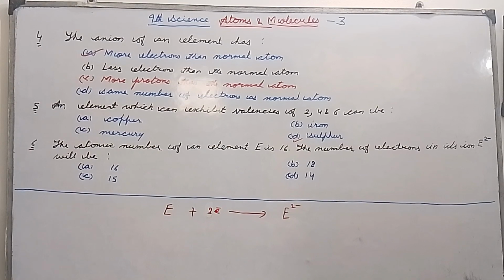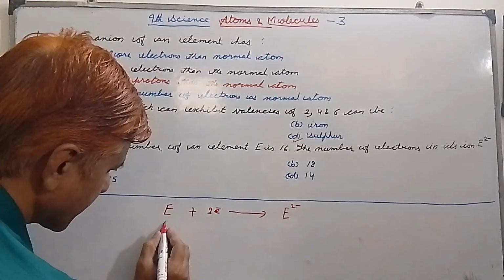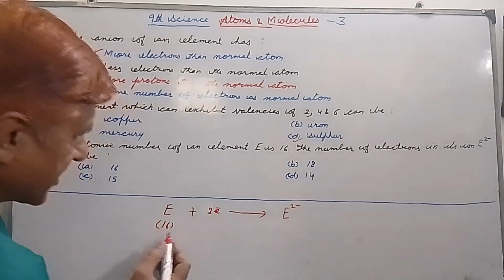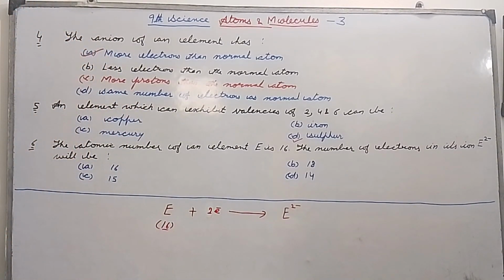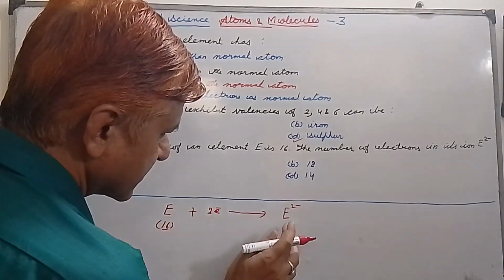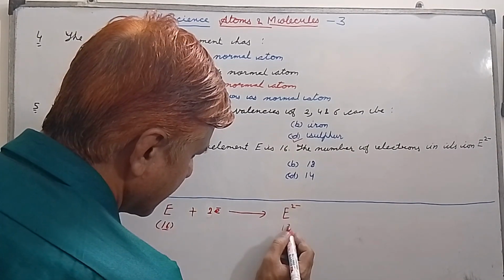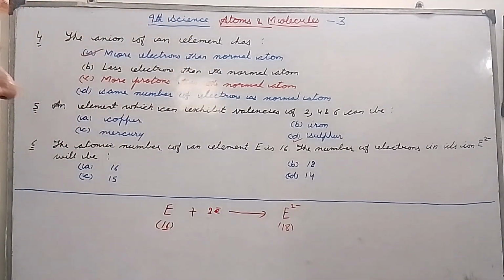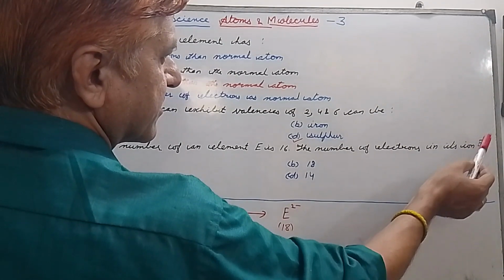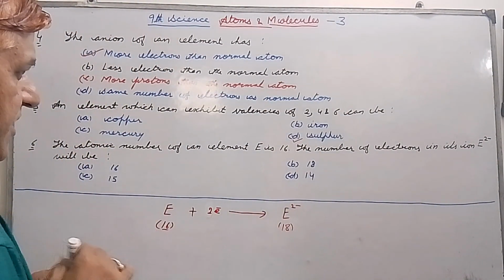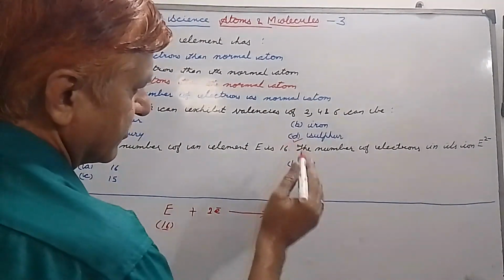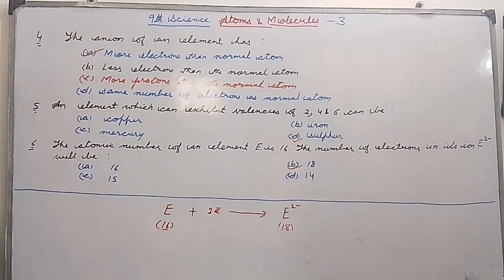So now atomic number of an element is 16. It means how many electrons? It has 16 electrons. Now when it will take 2 electrons, then the number of electrons in E2 minus, that is anion, will actually be 18. So the number of electrons in its ion E2 minus will be 18. So B is the correct option.